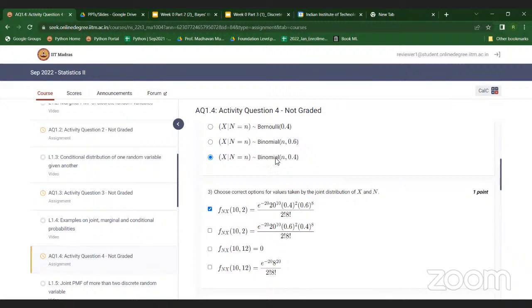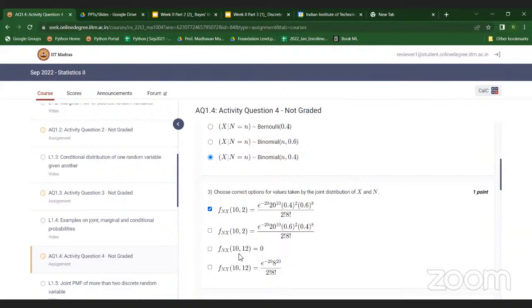So here it means that 10 people are purchasing and 2 people are not purchasing? No, it's like 2 people are purchasing. 0.4 is the probability for purchase, right? Yes, X represents the number of people who purchased. So 2 people are purchasing and 8 people are not purchasing. 10 people are arriving and 2 of them are making a purchase. This 10 represents the number of people arriving, and 2 represents the number of purchases.